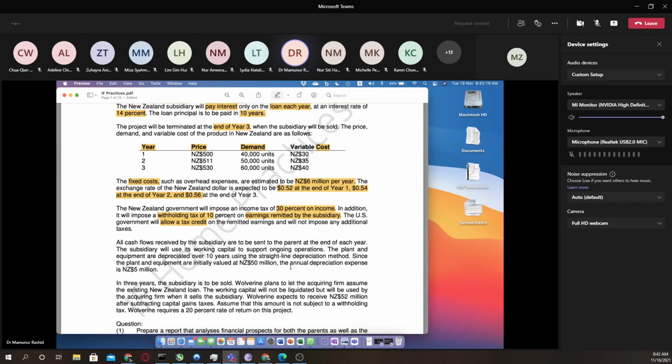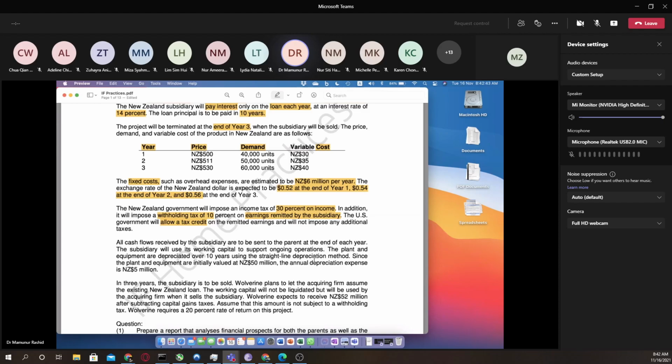If any subsidiary of a US company has already paid enough tax in the subsidiary location, they don't have to pay tax again in the US. So they call it a bilateral tax credit.